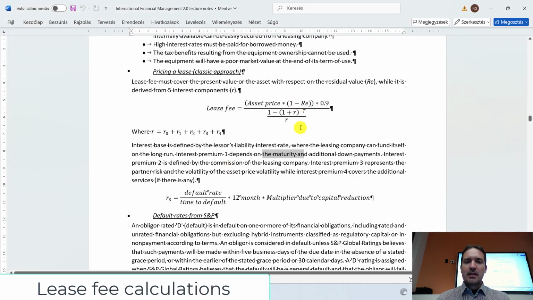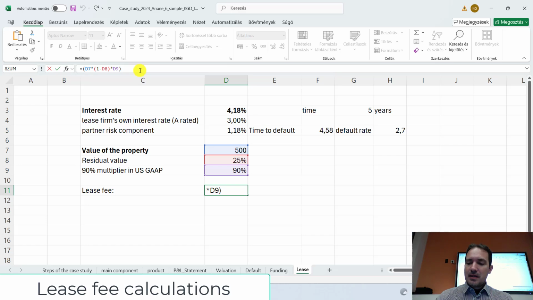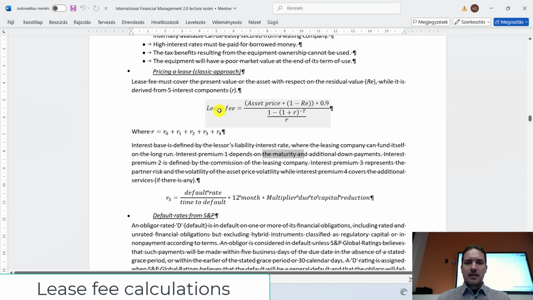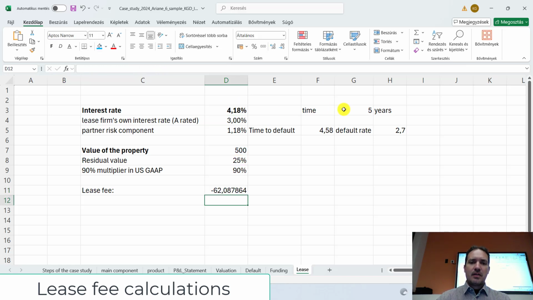Then we have to divide it by all these things. Oh, a small thing: time, 5 years. It's necessary. So divided by the other thing, divided by R. Yes, now we have it. And then 1 minus 1 plus R to the power of 5. Okay, now what is the bug? Oh, minus. Sorry. Oh, it's good. Yeah, so this is the lease fee, annual.